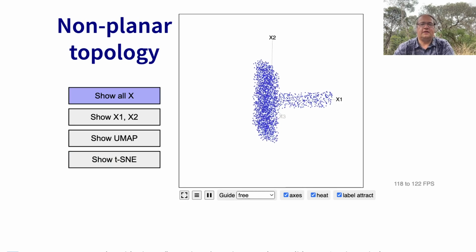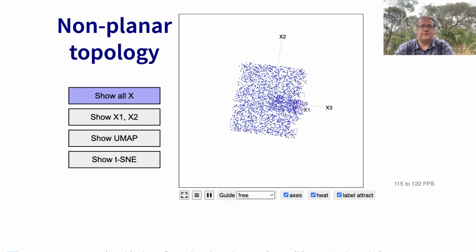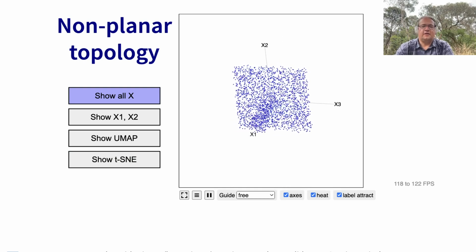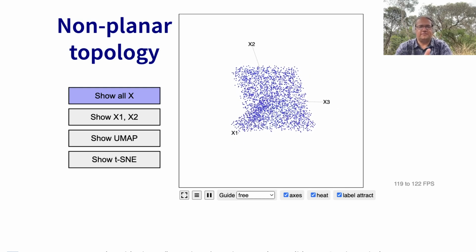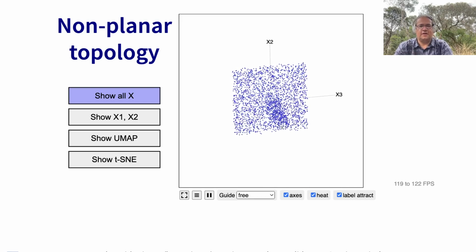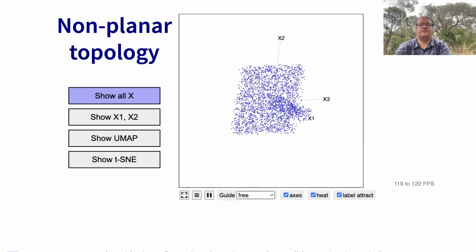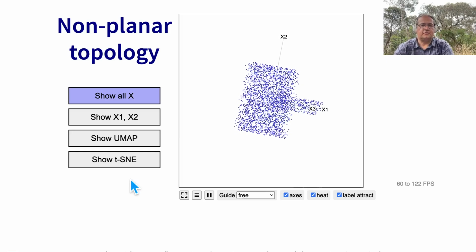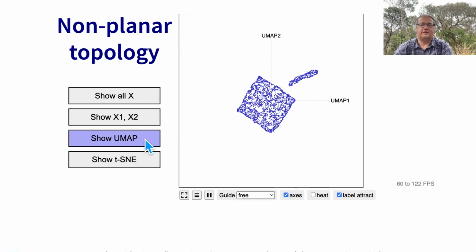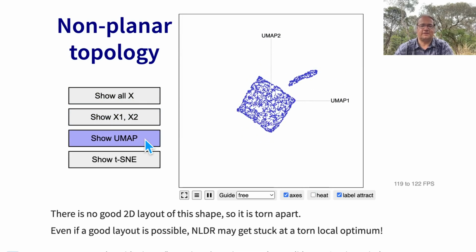Okay, another example. We have a sort of square thumbtack type thing. And so this is not something we can represent in 2 dimensions and maintain the topology. These methods aim to retain the topology of the data, but that's not always possible. So let's see what they do. So it tears off the pin from this thumbtack. So it separated something that was actually attached.